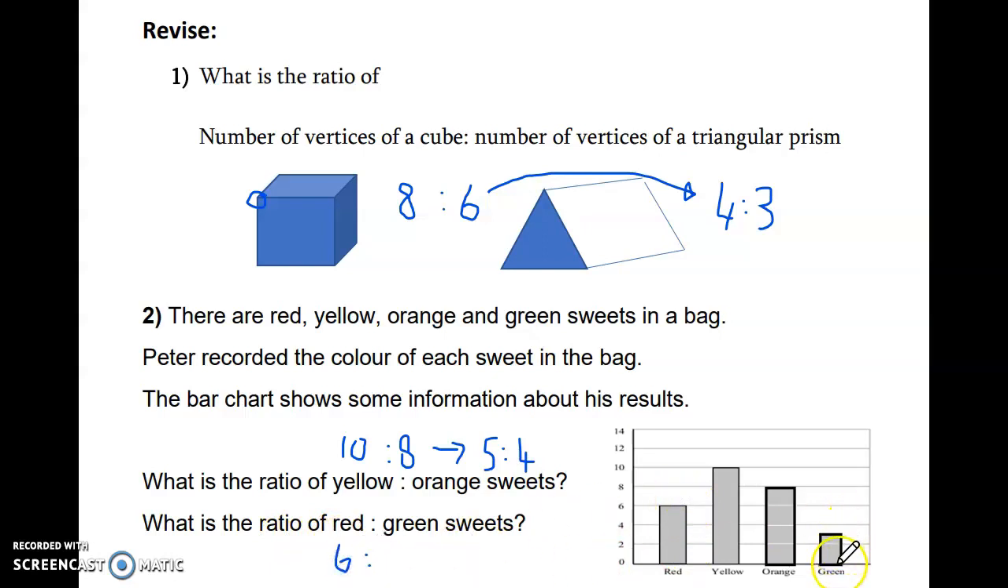And then my greens, it's in between there, so I've got 3. So it's 6 to 3. And again, I can simplify that. So any ratios, if you're writing them as ratios, you need to make sure they're simplified. So I can divide both of those by 3, so it'll become 2 to 1. So for every 2 red sweets, there's just 1 green sweet.